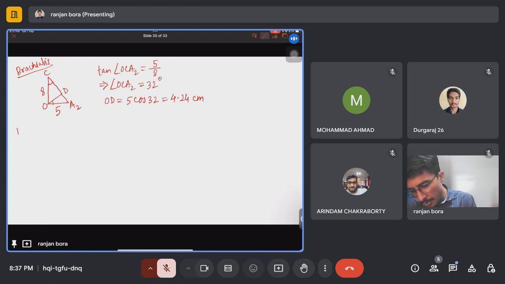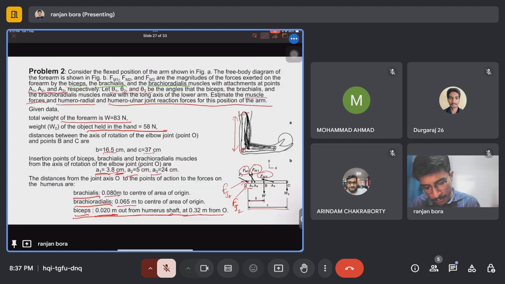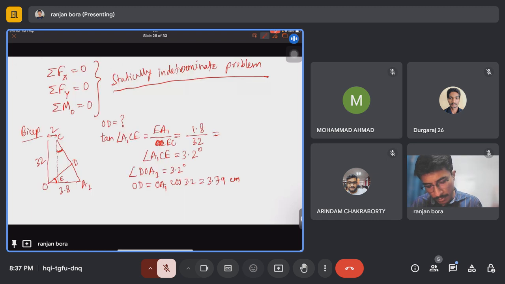And for brachioradialis, this is A3 and OC. What are the values? 24 and 6.5.